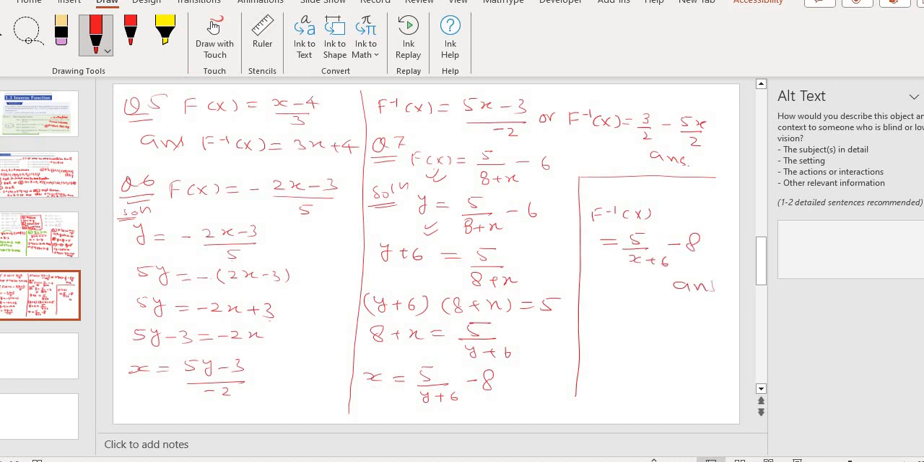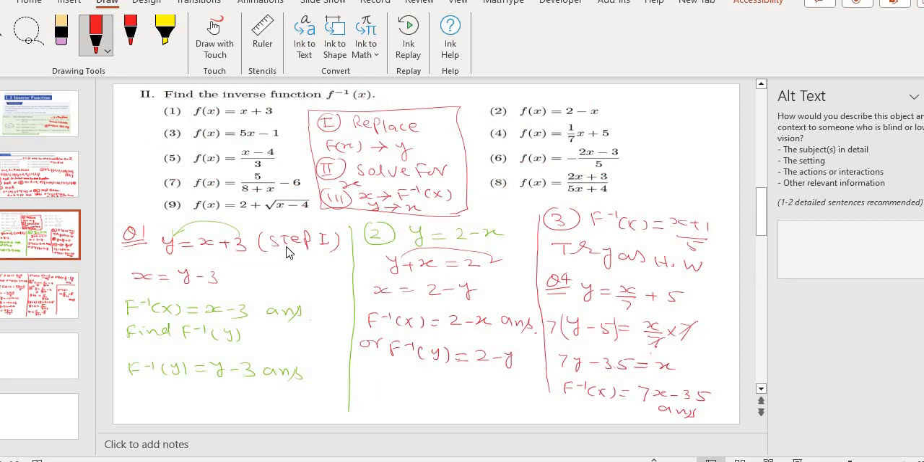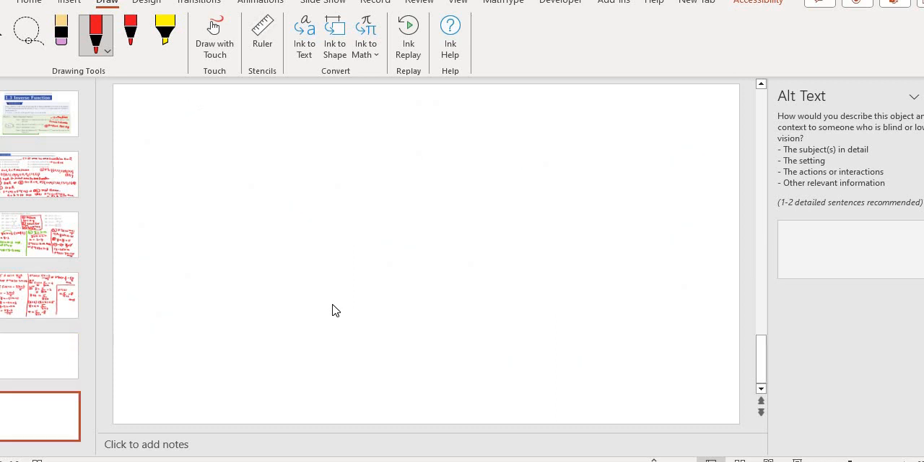This is the answer of question number 7. Now I'm going to check the solution of question number 8. Question number 8.